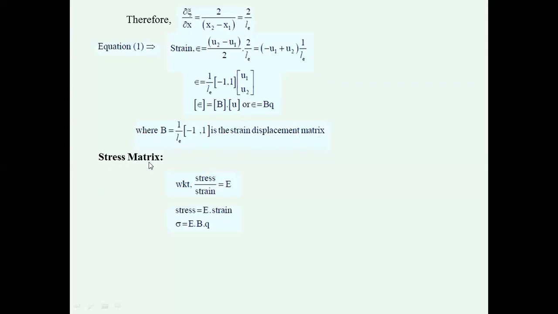Again, we can find out the stress matrix. We know that stress by strain equals Young's modulus from Hooke's law. Stress equals Young's modulus into strain. So sigma is nothing but E into strain, which is B into Q. So sigma is nothing but E B Q. So from this, we can find out the strain and stress in a two-noded bar element.